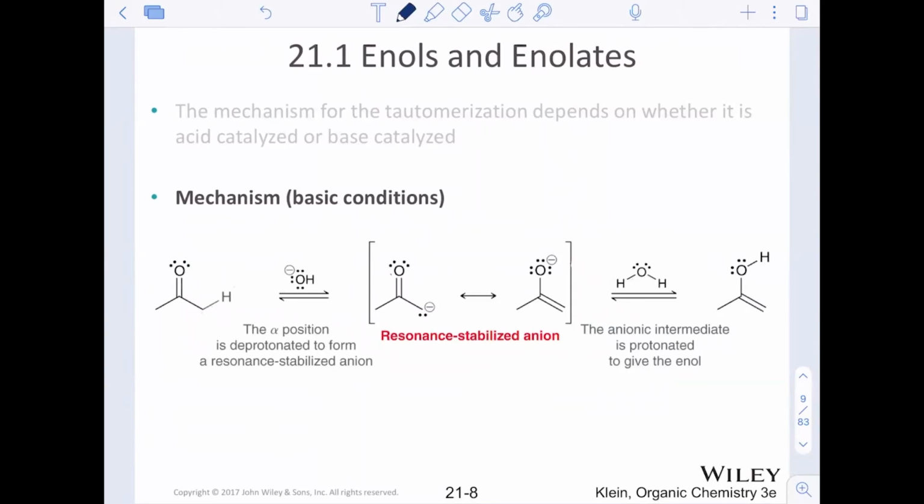Same idea with the base conditions, proton transfer, resonance, proton transfer. Notice here, we're going to start with a deprotonation of the alpha carbon, pull off that alpha proton with our base, pop a lone pair on the alpha carbon. I'm still going to keep trying to label alpha here just so that we start recognizing it as a form of reactivity. There's resonance to stabilize that anion.